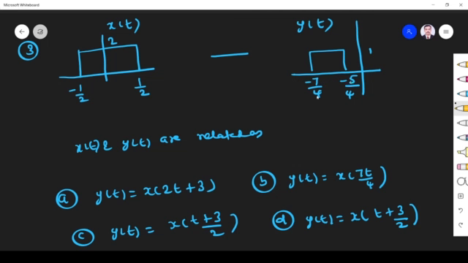So 7 by 4, right? So 7 by 4, 5 by 4. So maybe it should have been 7 by 2, 5 by 2. Then it should have been scaled by 1 by 2. So 7 by 4, minus 5 by 4. So it is left shifted. You see 7 by 4, 5 by 4 it should have been there. So 7 by 2 is nothing but 3.5. 5 by 2 is nothing but 2.5.